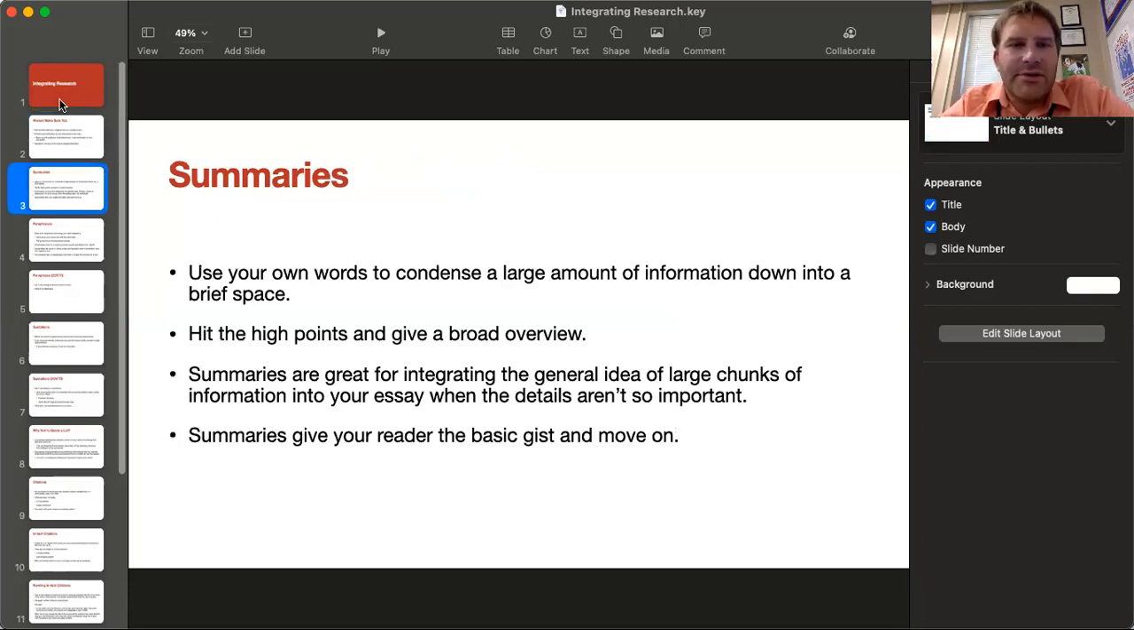Now, summaries use your own words, condensing a large amount of information down into a brief space. They hit the high points and give a brief overview. Summaries are great for integrating the ideas of large chunks of information into your essay when details aren't so important. Summaries give your reader the basic gist of stuff, and then they move on. Think of summaries as like the greatest hits. You take something, you take the greatest hits out of it, and then you give them the summary.